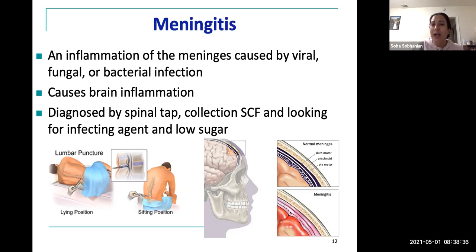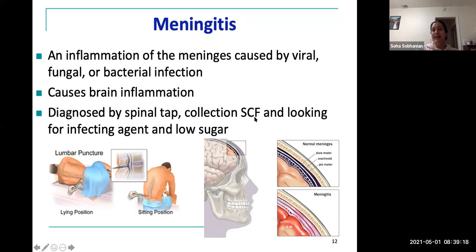So here's the thing: how do you diagnose if somebody has meningitis? You do that with a procedure called a spinal tap. You can put the patient in one of two positions, lying or sitting. If you're a woman and you had an epidural, this is the same position as the epidural. They're going to go between your vertebrae, and yes, it is contagious. They're going to pass a needle between your vertebrae and take a sample of your cerebral spinal fluid.